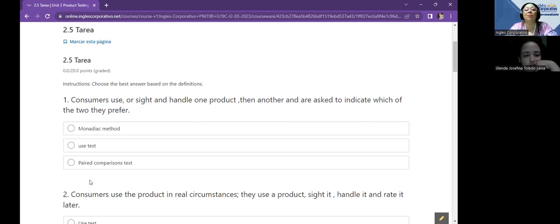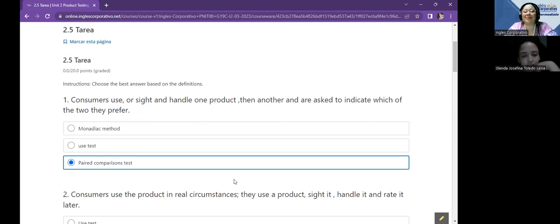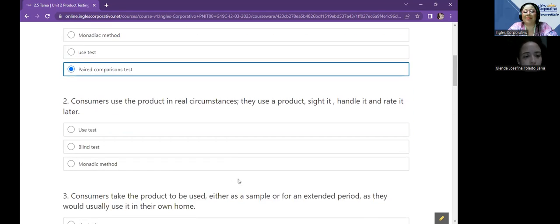The two they prefer. Consumer use the product in real circumstances. They use a product, and rate it later.